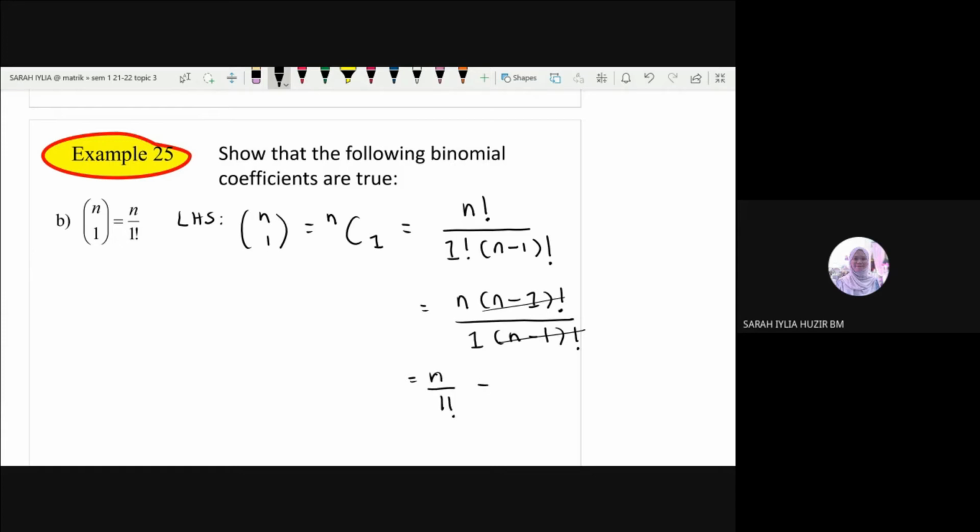Or can simplify once again. This is actually equal to N. N bahagi 1 dapat N lah. So this is second properties. Anything C1 akan dapat the number itself. For example, kalau dia bagi 50C1, kita akan dapat 50. 101C1, kita akan dapat 101. Macam tu. Anything C1, dapat nombor tu semula.